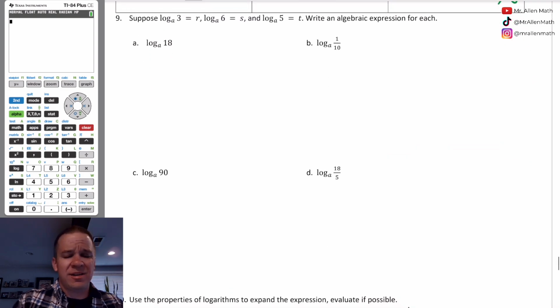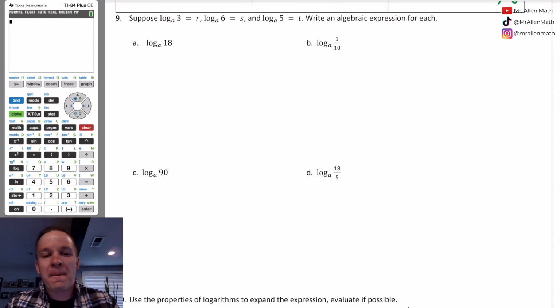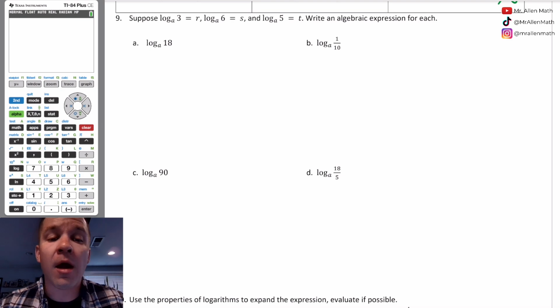On to these. You guys loved these on your quiz and test. I think these are just fantastic problems. All right. So suppose that log base a of 3 equals r, log base a of 6 equals s, and log base a of 5 equals t. Write an algebraic expression for each. This would be a multiple choice question for sure.